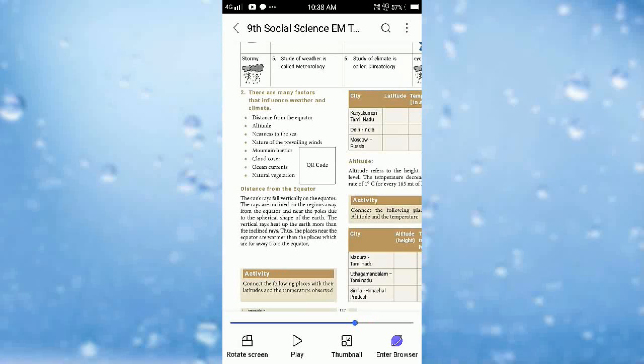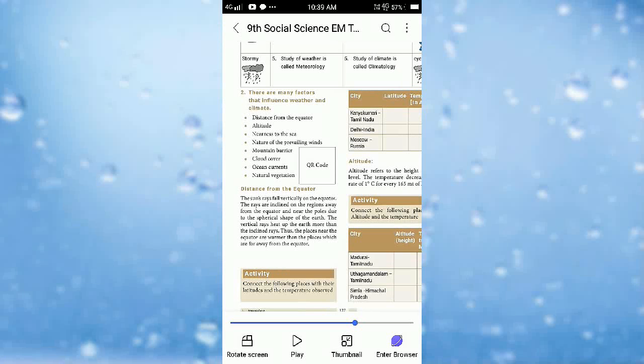Next one is distance from the equator. The sun's rays fall vertically on the equator. I have already told that the equator is the central line of the earth. It is drawn at 0 degree latitude. So the central line of the equator receives the sun's rays vertically.